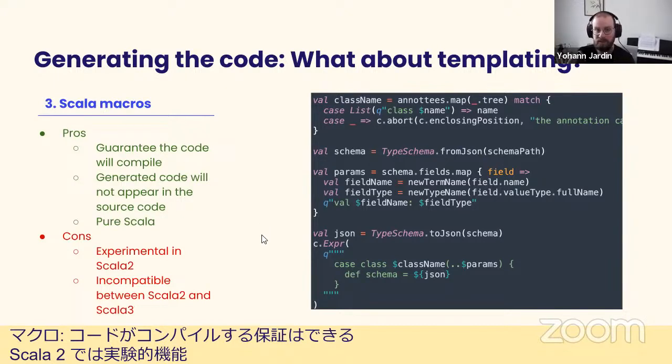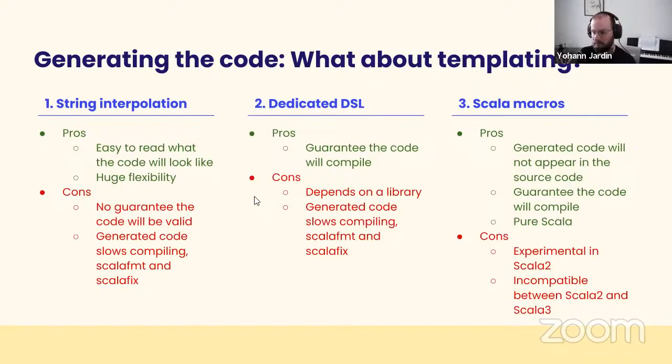And because the internals between Scala 2 and 3 changed a lot, in a library like ours, where we want to cross-compile between Scala 2 and 3, we cannot use that. So 3 ways about templating, 3 ways to go.